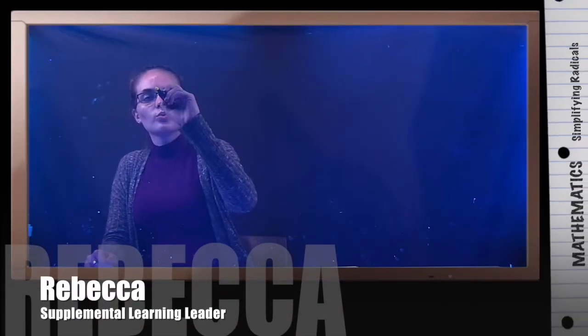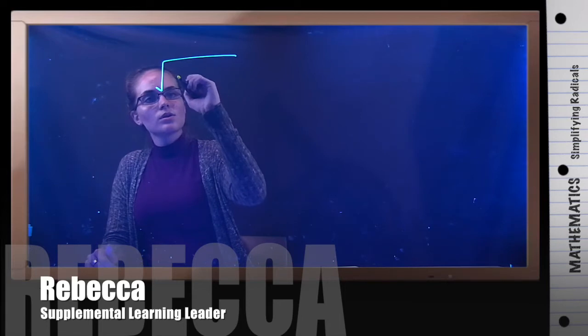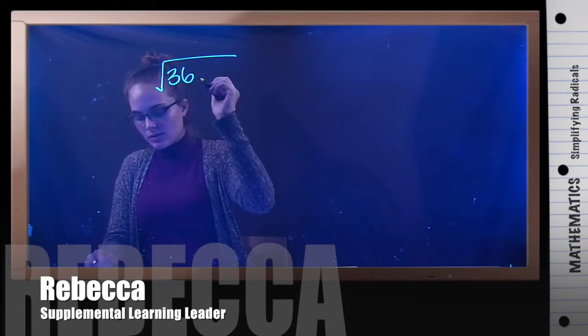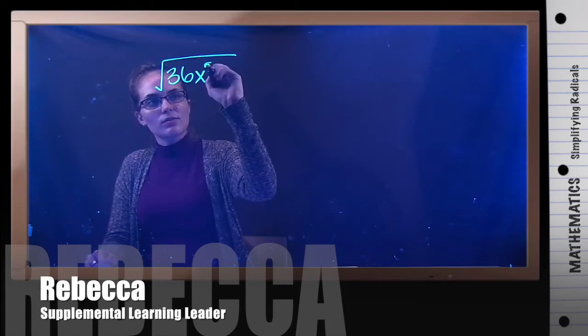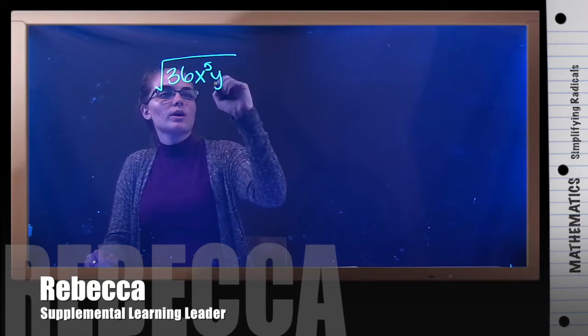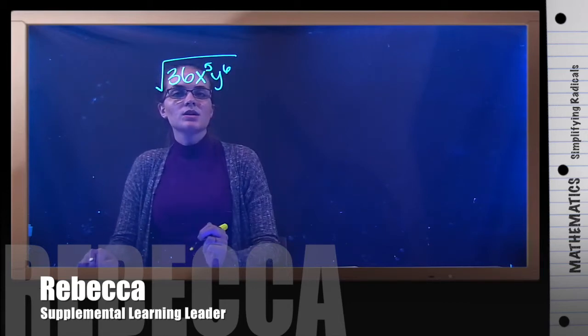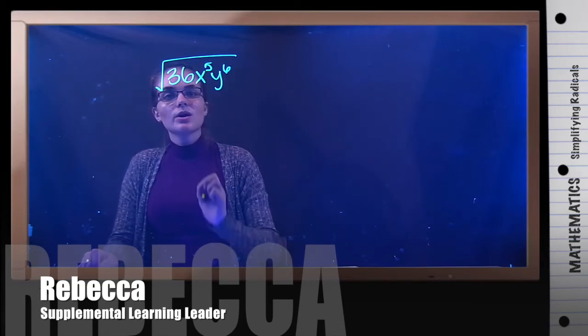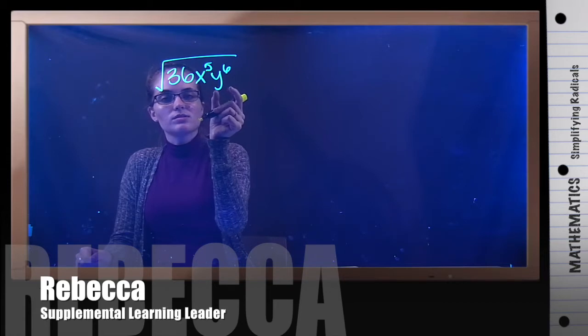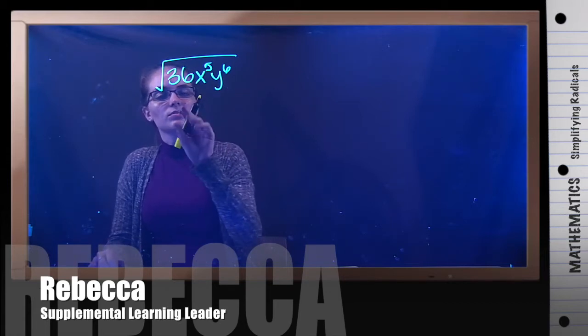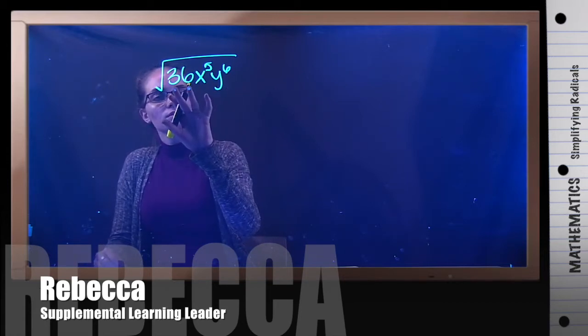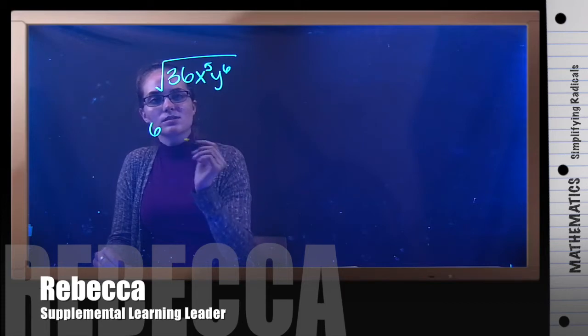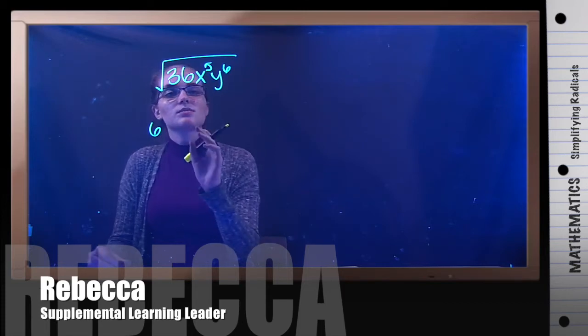In this example, we need to find the square root of 36 x to the 5th and y to the 6th power. Okay, now in order to do this, first I'm going to take the square root of 36, then the square root of x to the 5th, and then y to the 6th. Don't try to do it all in one step. So the square root of 36 is 6, because 6 times 6 gives us 36.